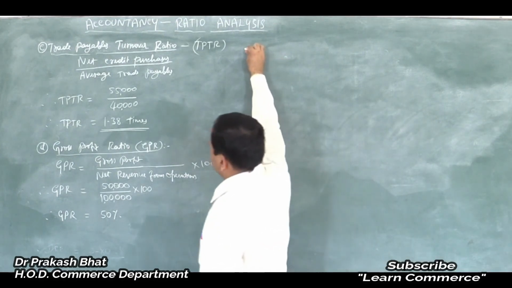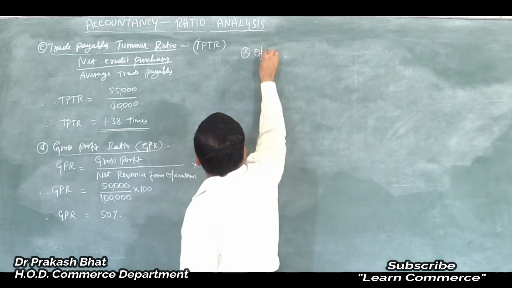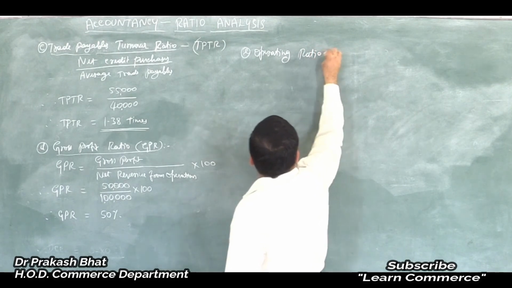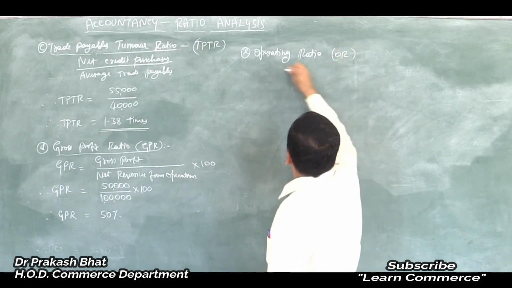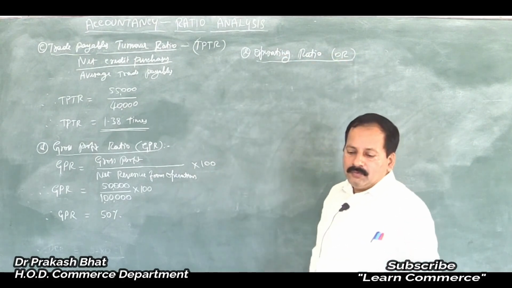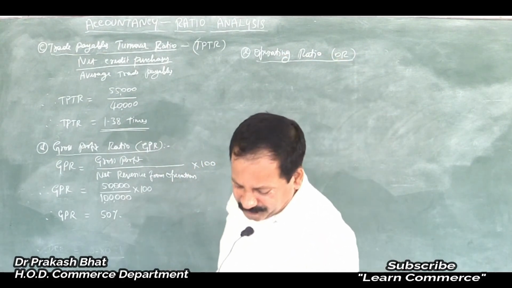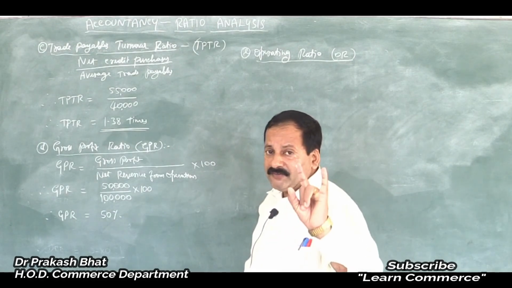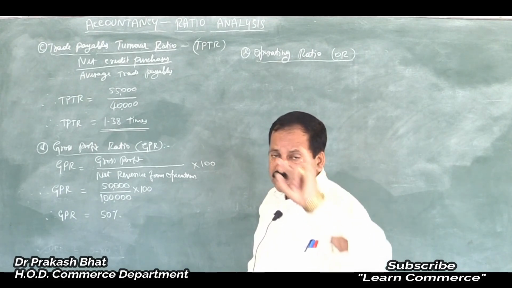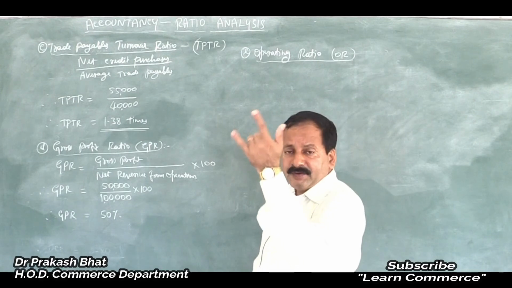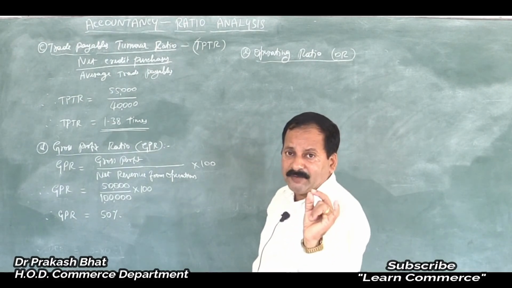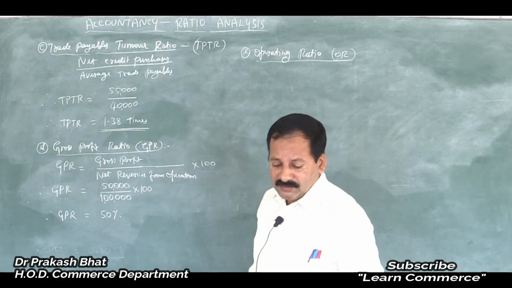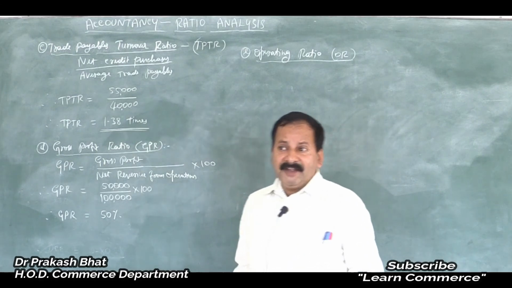Operating ratio, point E. OR is equal to, write the formula, operating ratio is equal to cost of revenue from operations plus operating expenses. Cost of revenue from operations, you know it very well. How to calculate? Sales minus gross profit. This revenue from operations minus gross profit is equal to cost of revenue from operations. Correct? Yes. Then you have to add operating expenses to that.